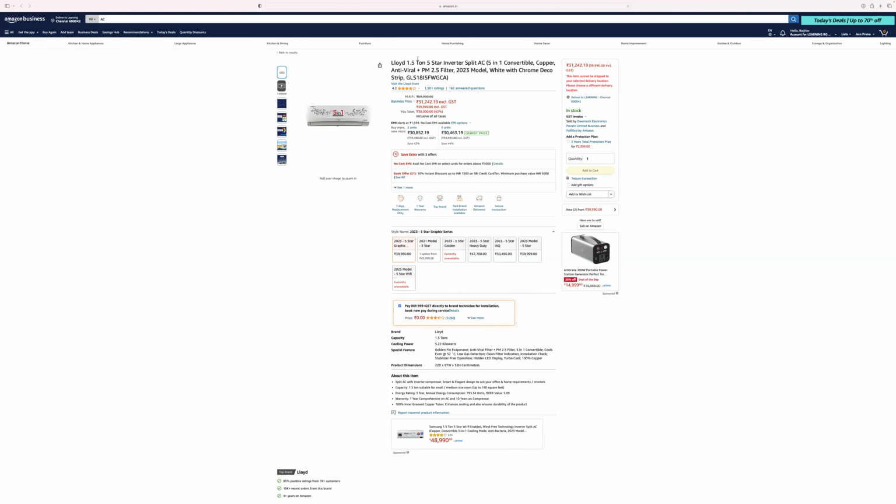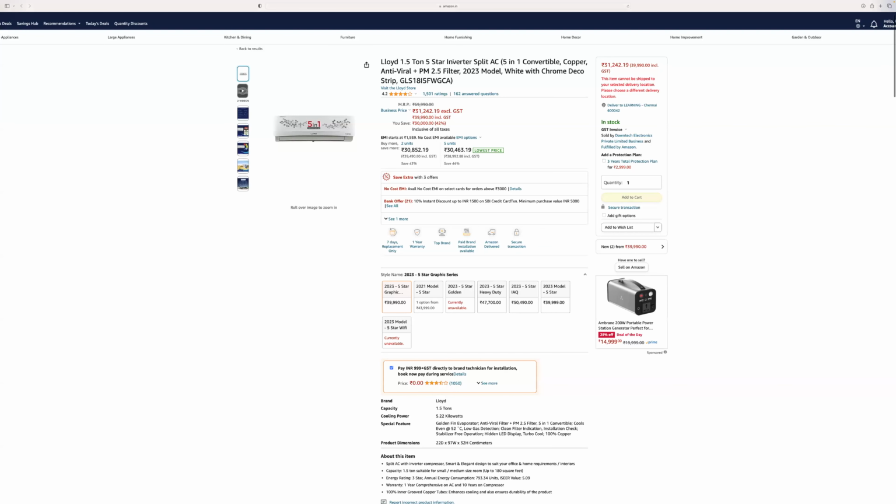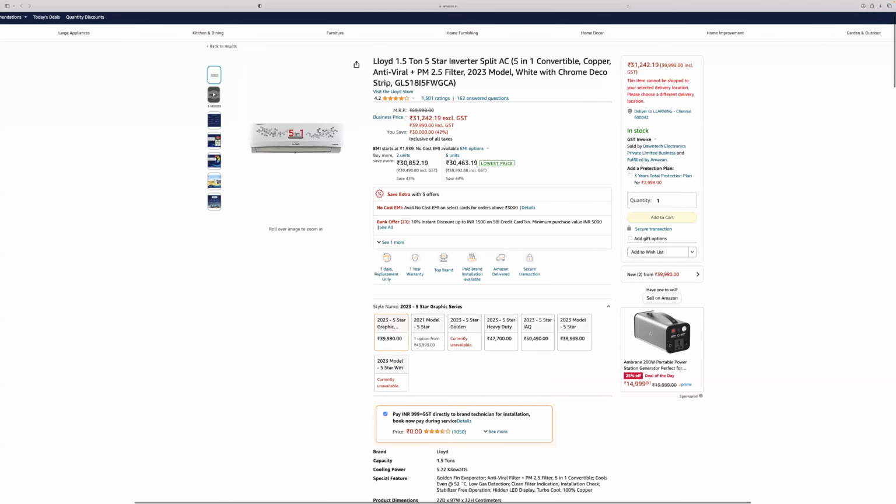So this is there, no? You're able to see so many things here. If you look at the name itself, it is giving us so much information. So first thing, what is it? Lloyd. 1.5 ton is given. What is that 1.5 ton? Is it capacity or weight?